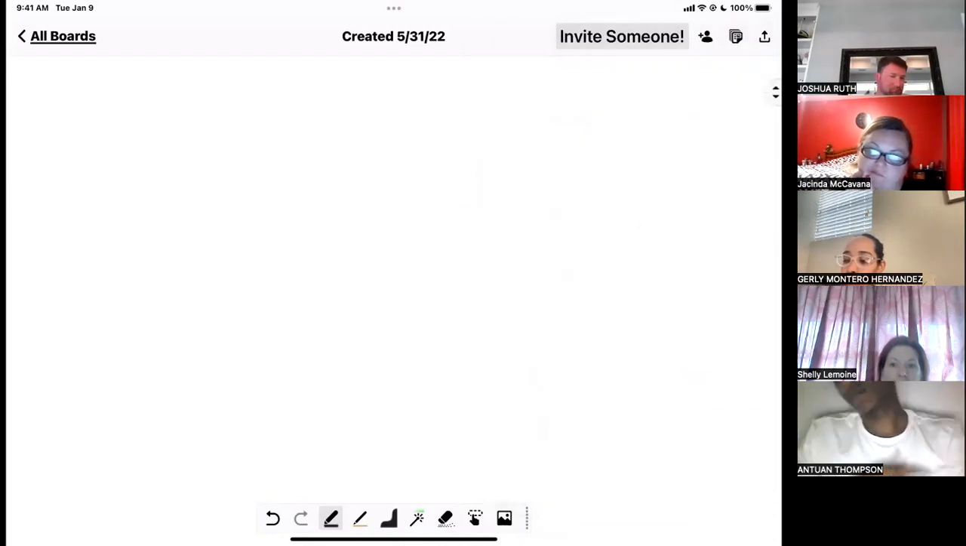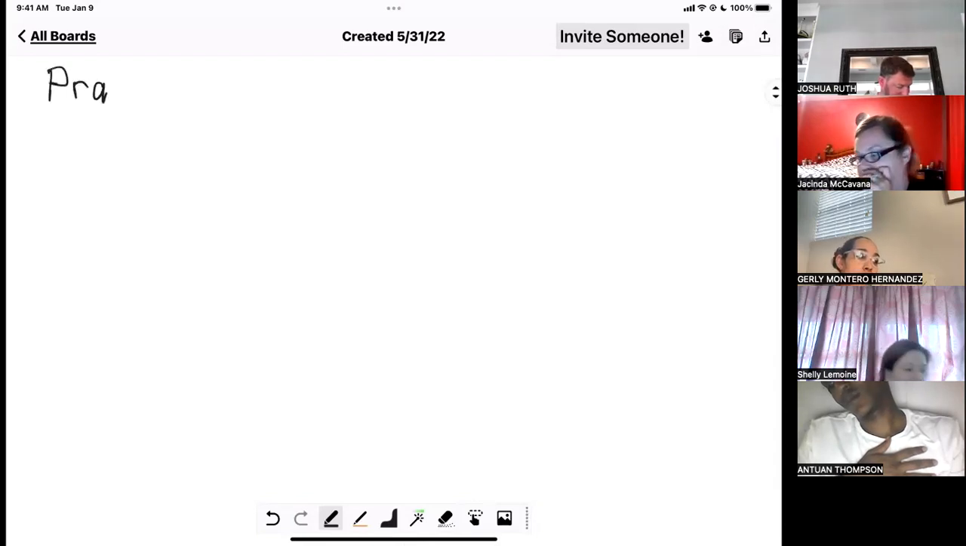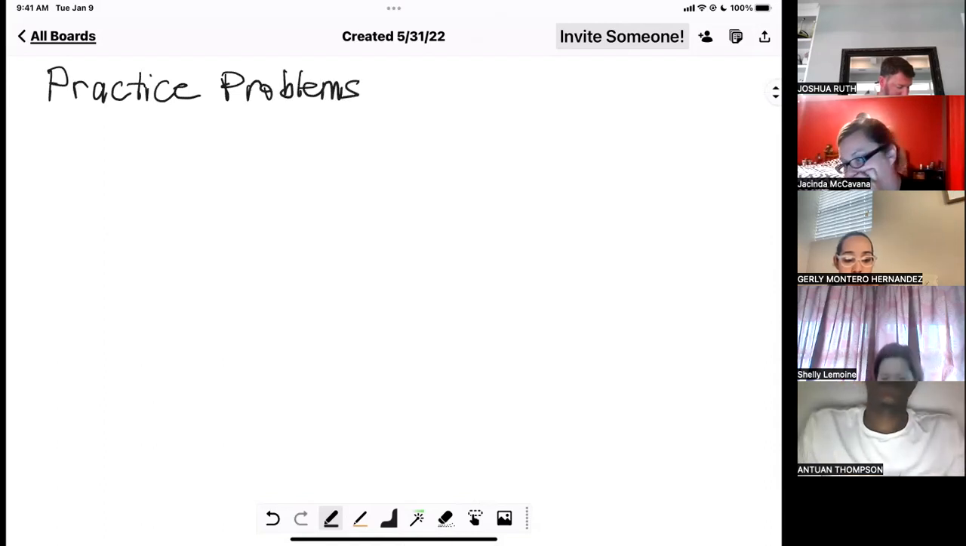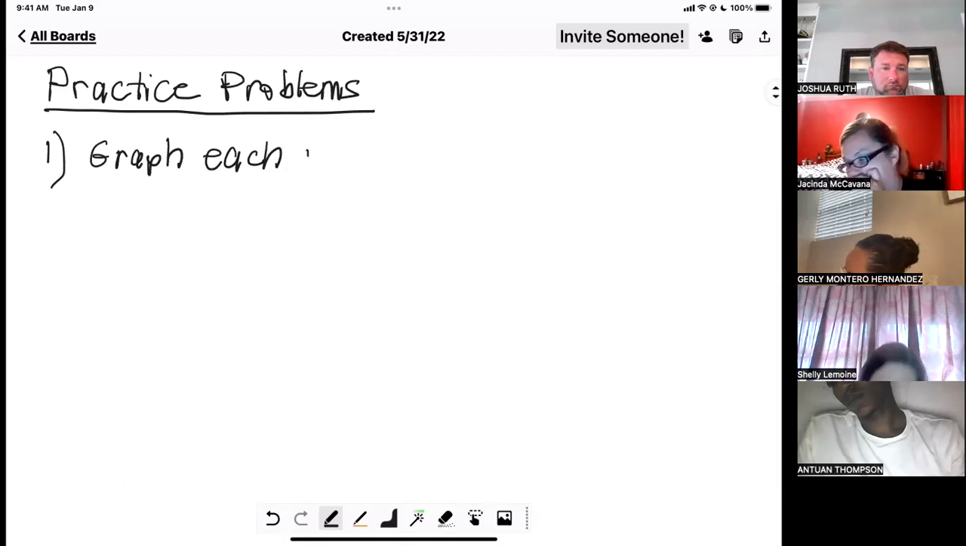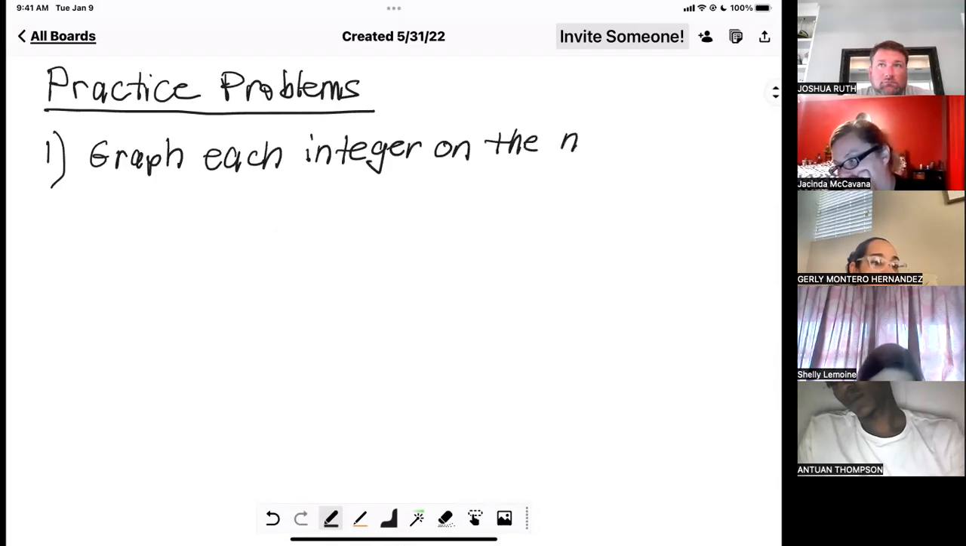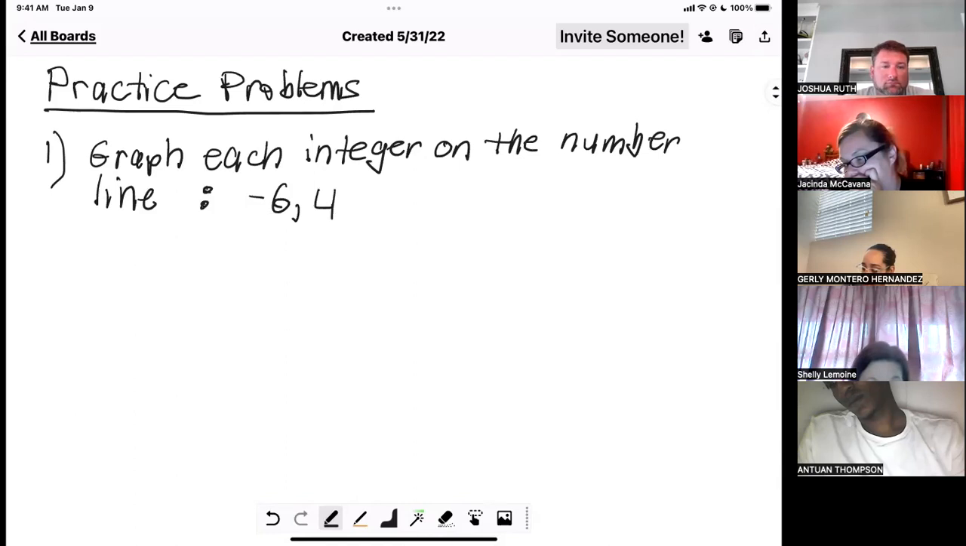Okay, so some of the things that you might see from your homework would be something like this. These are all practice problems, different kinds of practice problems you can do with integers. One, graph each integer on the number line. And here are my integers: -6, 4, 0, -2. So you'd be asked like this, graph each one on a number line.